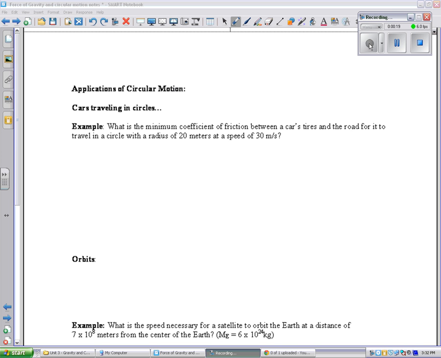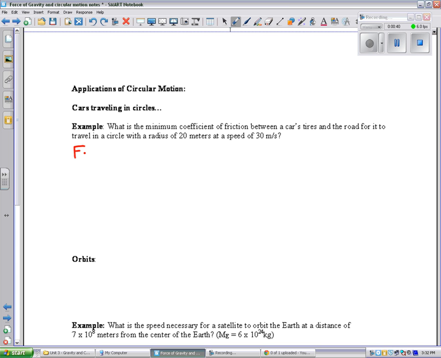Now, what you have to understand about this is that the force that allows a car to travel in a circle is friction. If there wasn't friction, the car would end up going in a straight line. A lot of times you see that on ice, a car is driving down a road and tries to make a curve, and since it's on the ice, instead of turning, it just keeps sliding in a straight direction off the road.